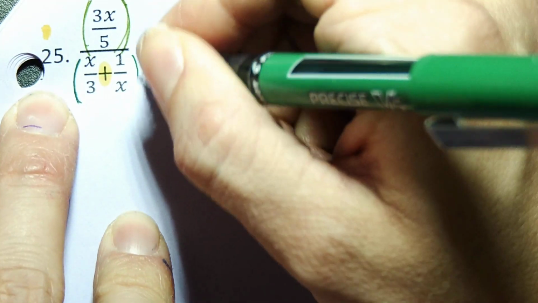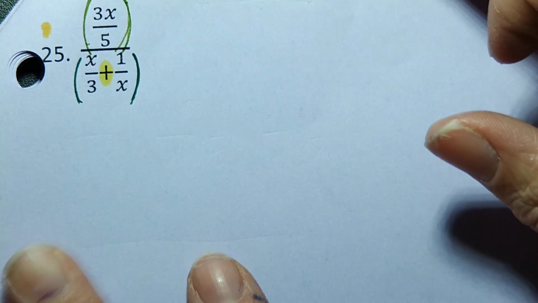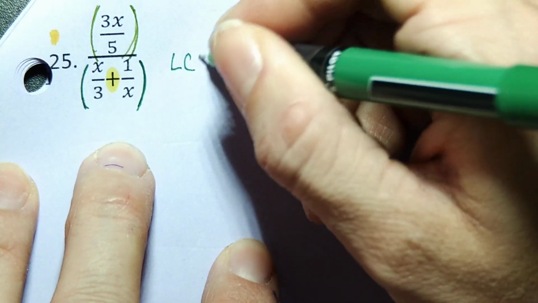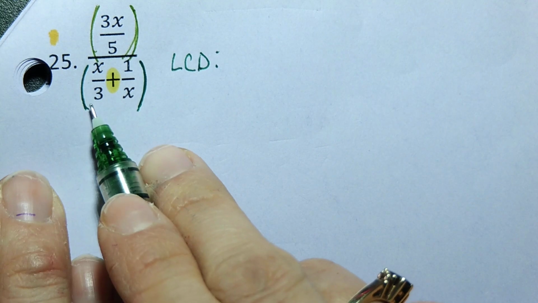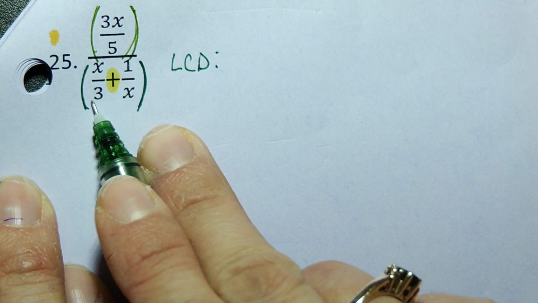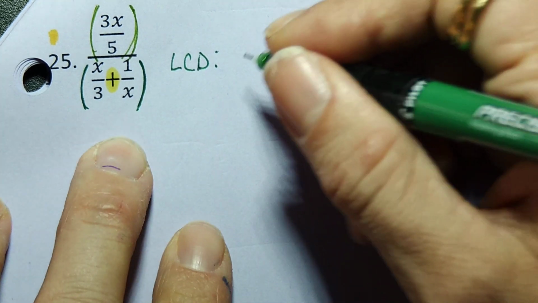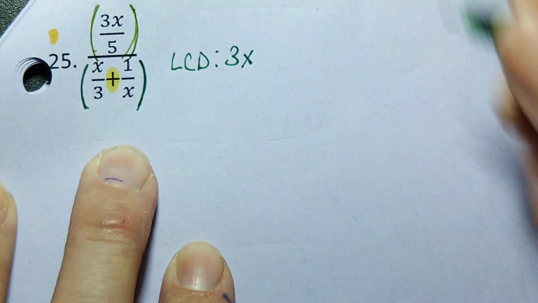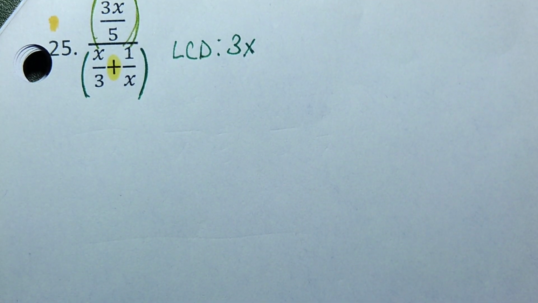Now, for the bottom of this fraction, we have addition. And anytime we have addition, subtraction, or an equal sign, we have to find the LCD. So looking at my denominators, we've got 3 and we've got x. Can I factor tree 3? No. Can I factor tree x? No. So the greatest amount of 3's we have in one term is 1, 3. And the greatest amount of x's we have in one term is 3.